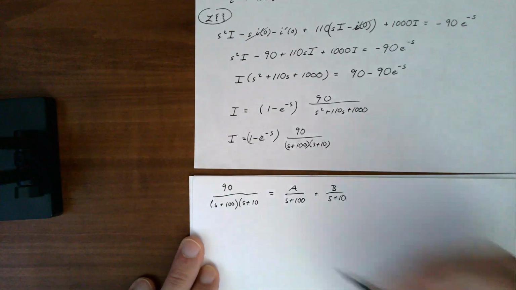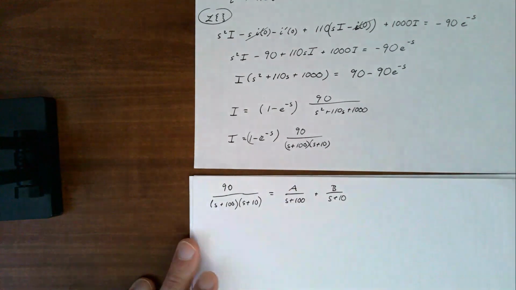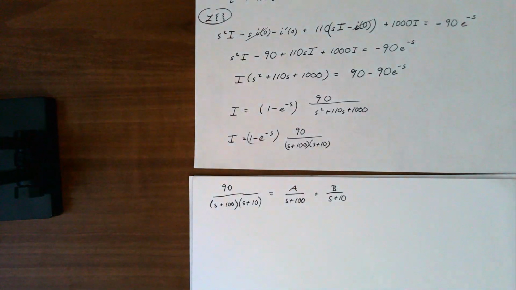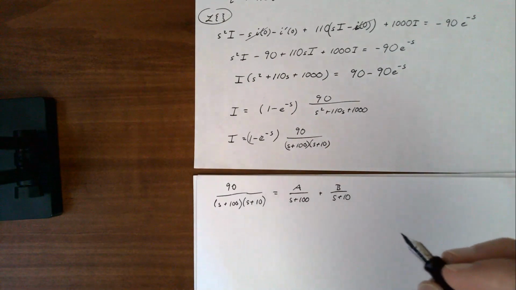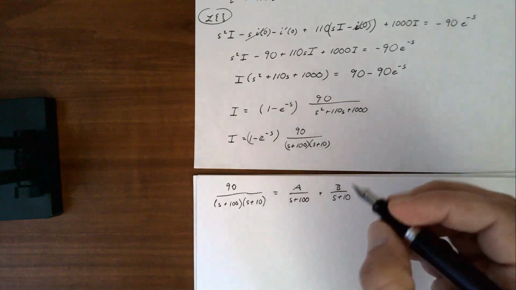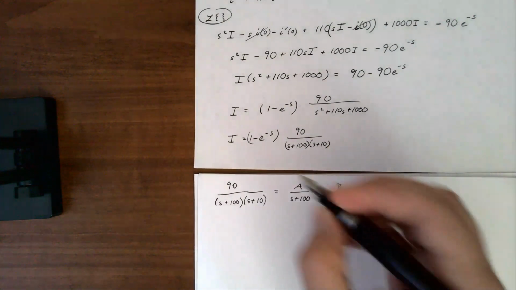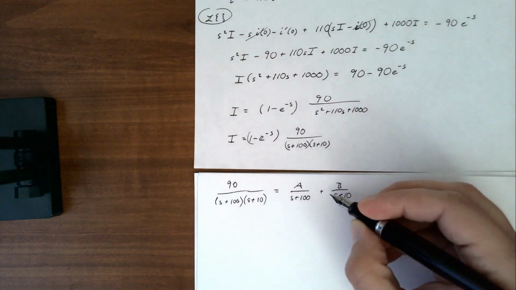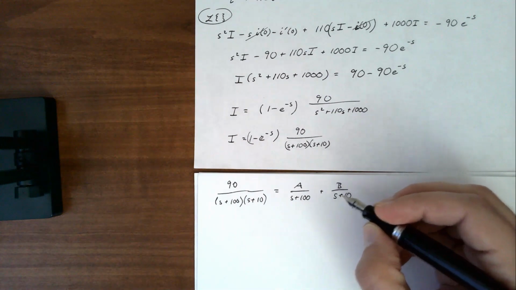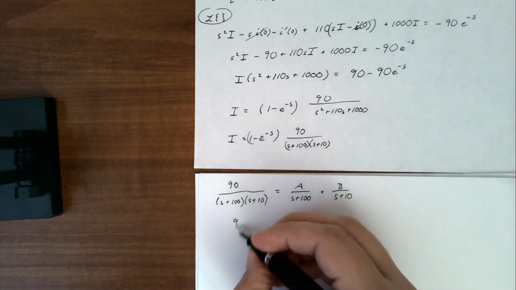Standard issue, partial fractions here. We also could have pulled the 90 out to the front and done it with just a 1 there. It doesn't really matter what we do. It will all come out the same in the end. The important thing is we are not focusing on this part just yet. First, we're just going to deal with this part.